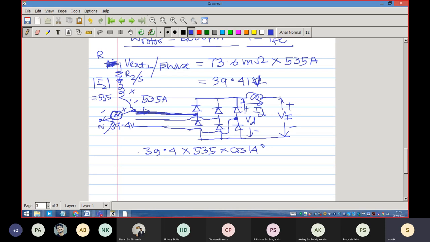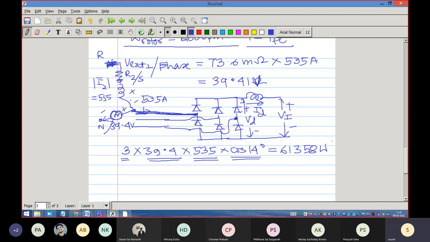This is the power per phase, and for three phase, that must be the total power extracted. The three represents the three phases, this is the phase voltage, this is the current in the rotor circuit, and this is the power factor. So how much is it? This must be the power that the rotor circuit is extracting and sending back to the grid. So this is 3 into 39.4 into 535 into cos 14. I am getting 61,358 watt. This amount of power is now sent back.